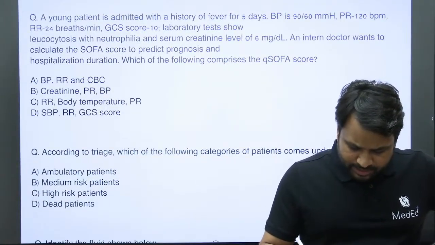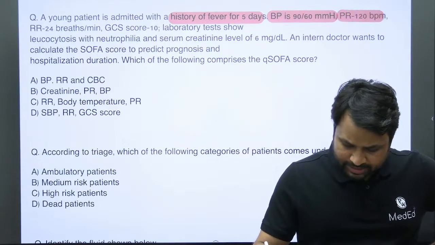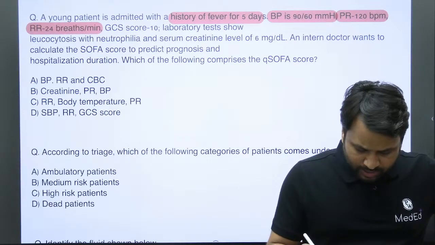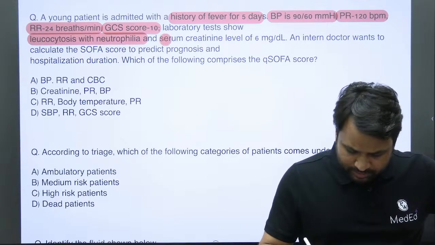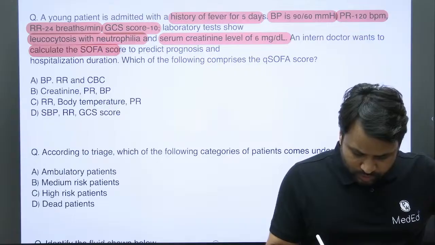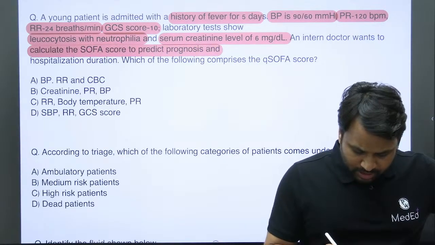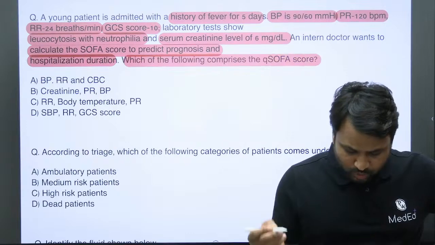I have a young patient admitted with the history of fever for 5 days. Blood pressure is low. Pulse rate is high. Respiratory rate is also high. GCS is 10. Lab test shows leukocytosis with neutrophils. Serum creatinine level is high. An intern doctor wants to calculate the SOFA score to predict the prognosis. Which of the following comprises the qSOFA scoring system?